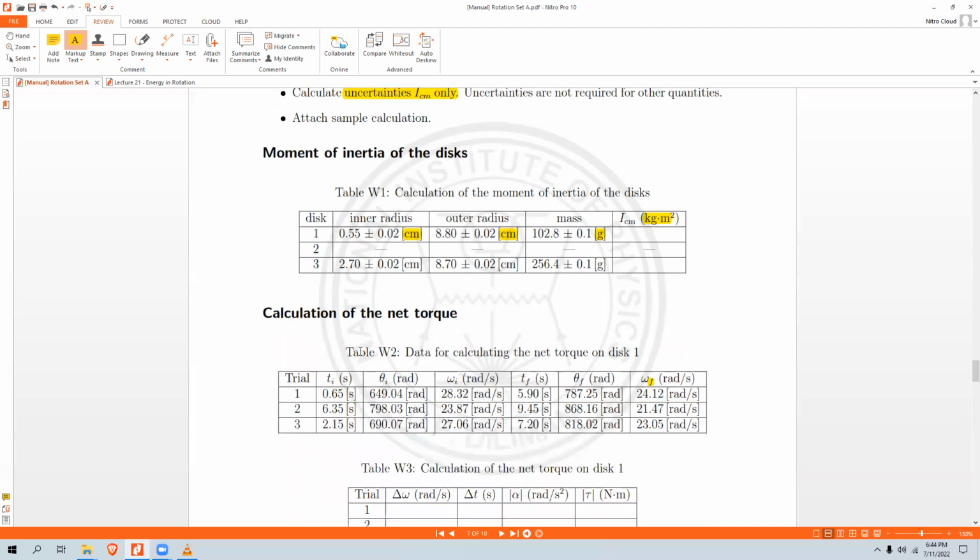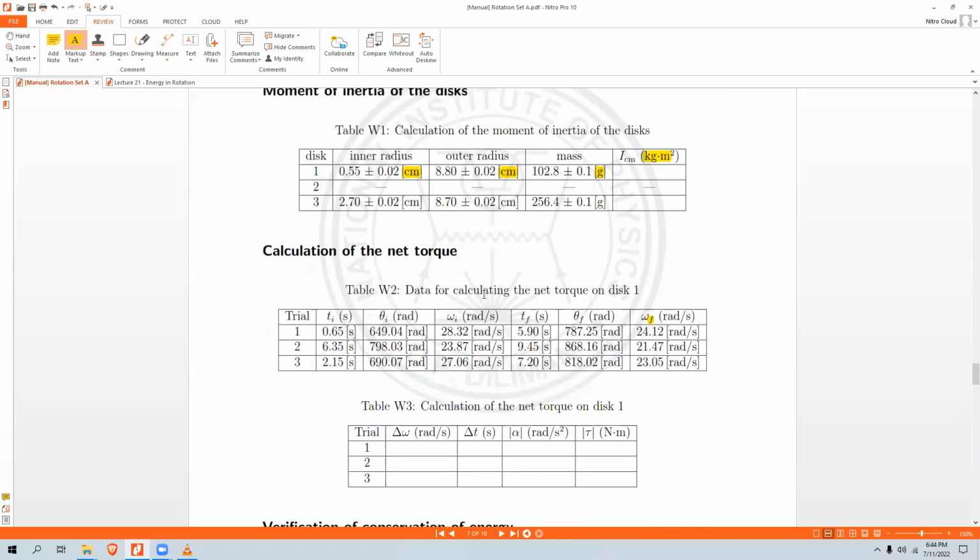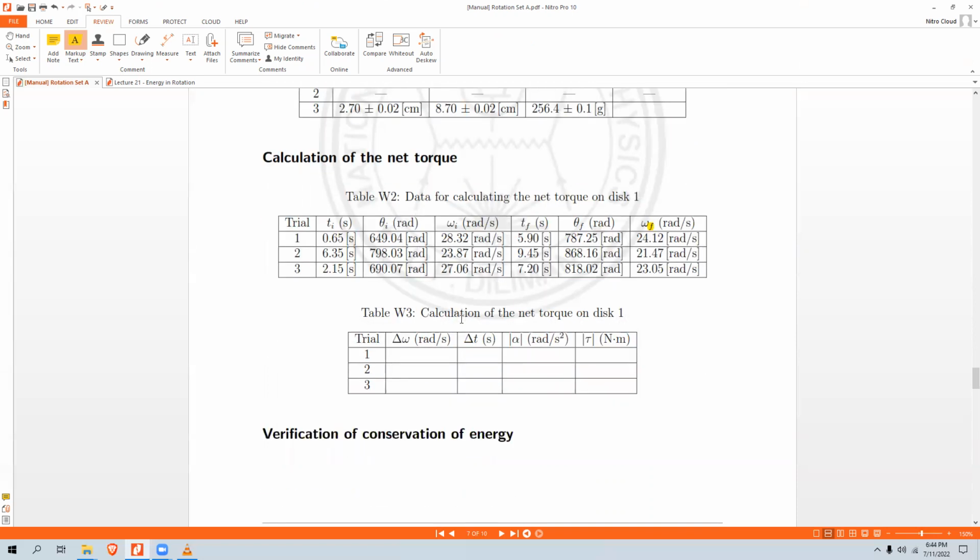Next we have table W2. These are basically the data that you will have to use for table W3. All of this is already filled out. Table W3 would be totally empty, so you'll have to determine these from table W2.